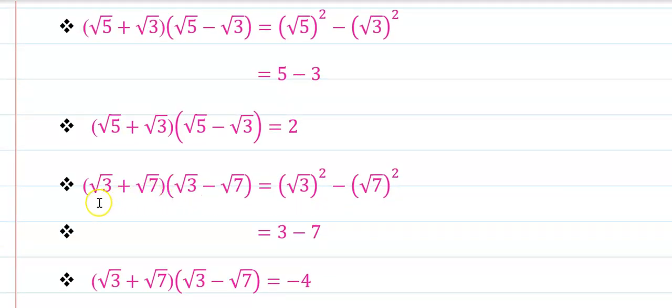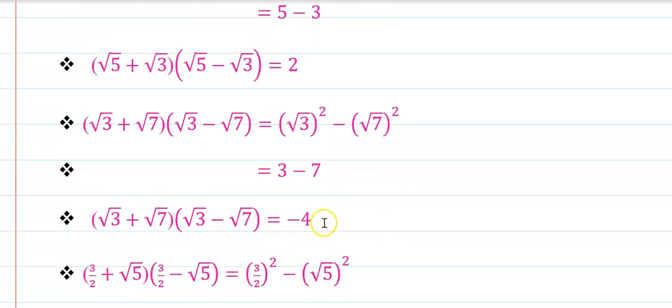Now next, root 3 plus root 7 into root 3 minus root 7. Again a plus b, a minus b. A square minus b square. That is root 3 square means 3. Root 7 square means 7. 3 minus 7 is equal to minus 4. And you are getting a rational number.